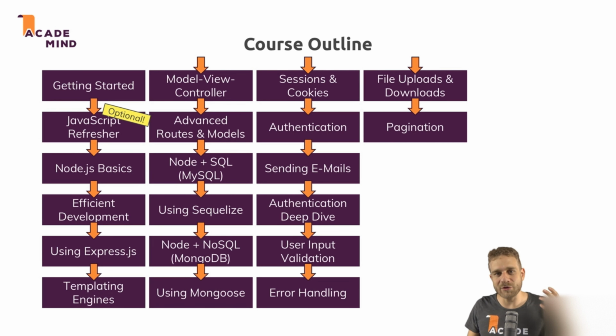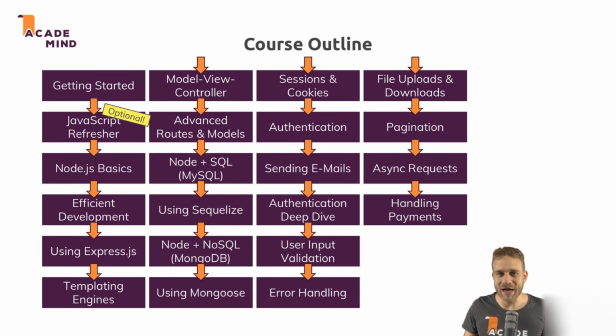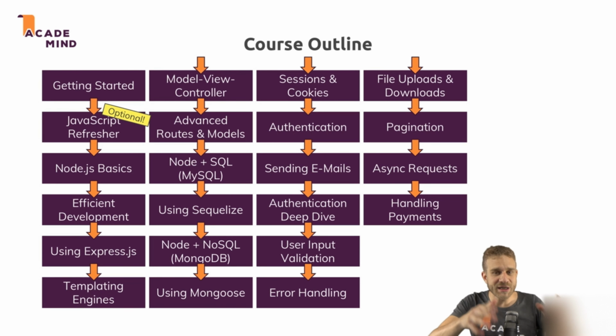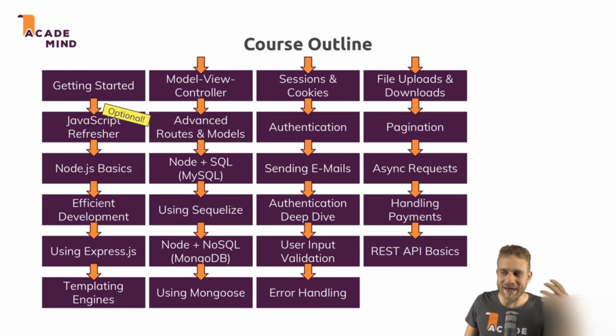We'll thereafter have a look at async requests, and I'll explain what that is and how we can handle it with Node.js. And we'll then dive into payments. How can we accept payments through a service called Stripe.js? Obviously something we'll need in any shop we build. And thereafter, we'll dive into a different kind of application you can build with Node.js. We'll dive into REST APIs.